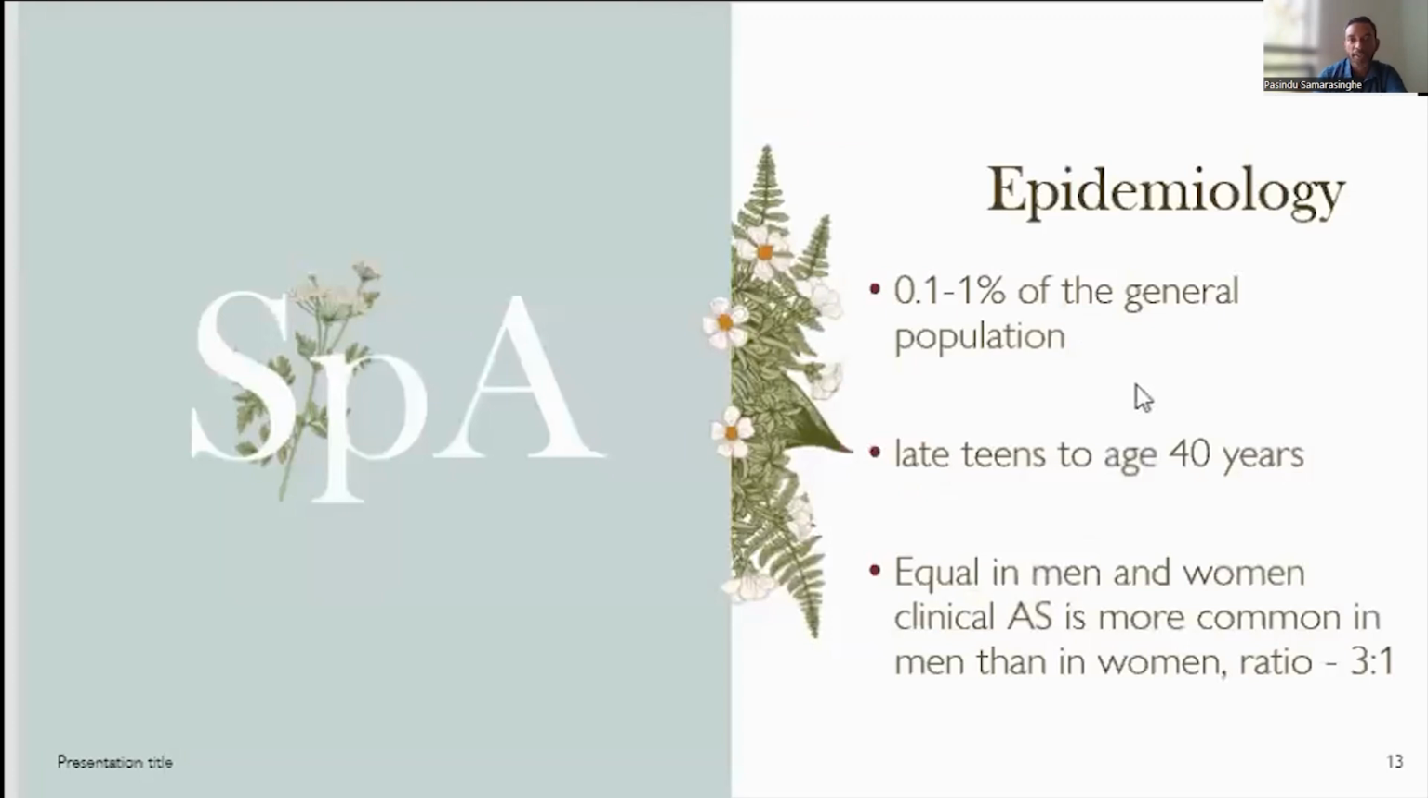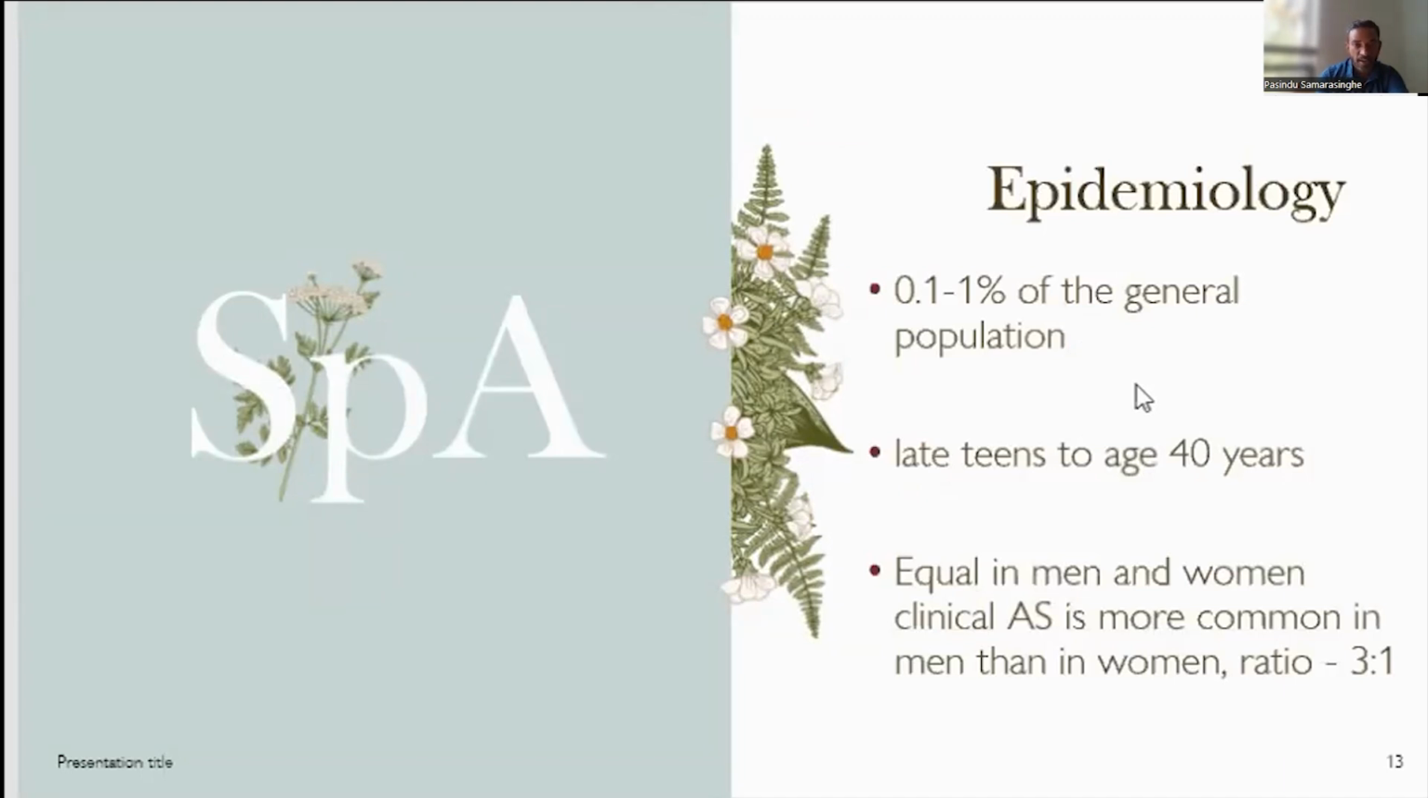Coming to epidemiology, it's quite common, as you can see, ranging from 0.1 to 1% in the general population. One percent means a very large number, and actually only a few patients are being diagnosed. I will go through them in the coming slides. It's a very common disorder which has been overlooked and missed. The age group is from late teens to age 40, so it involves the younger population.